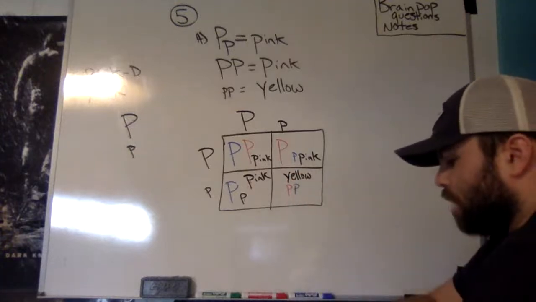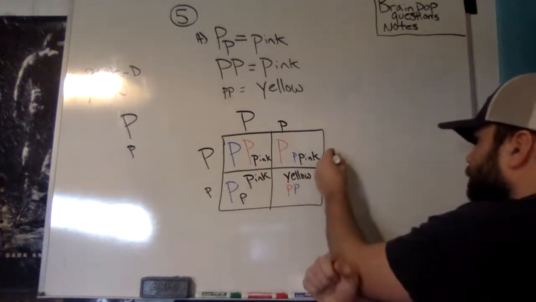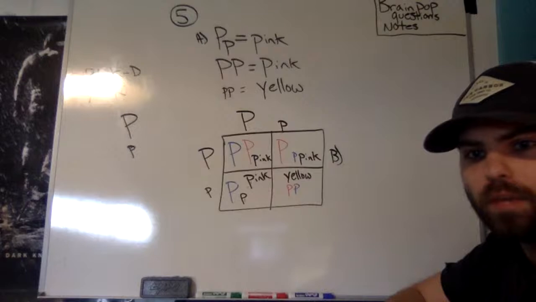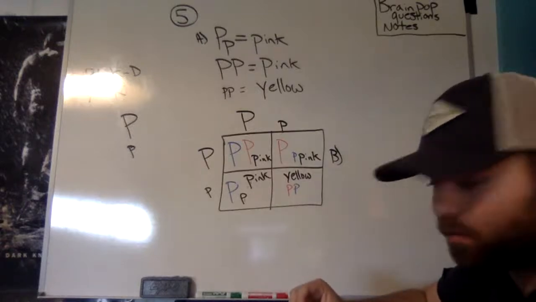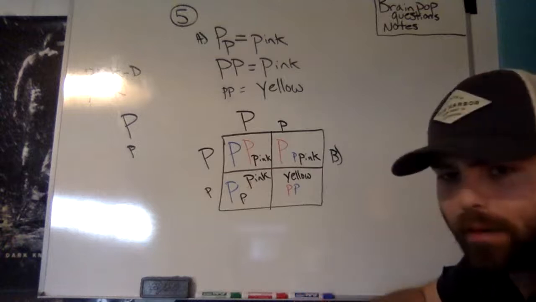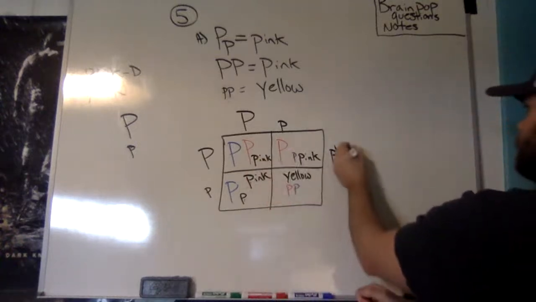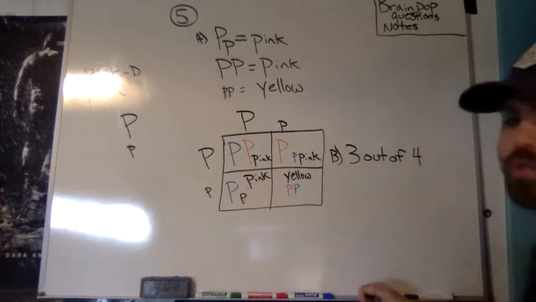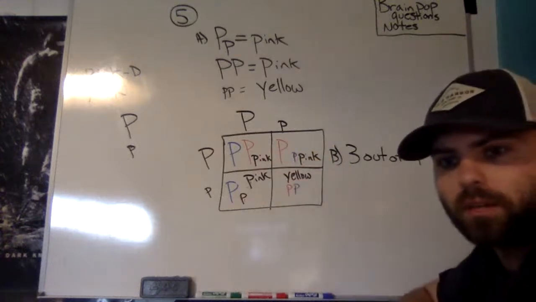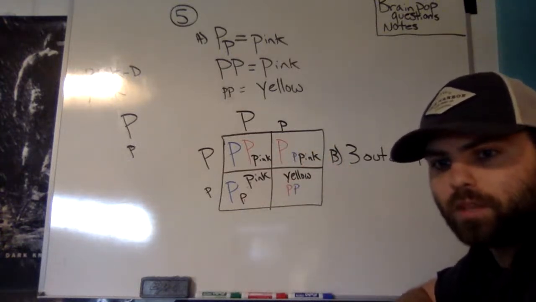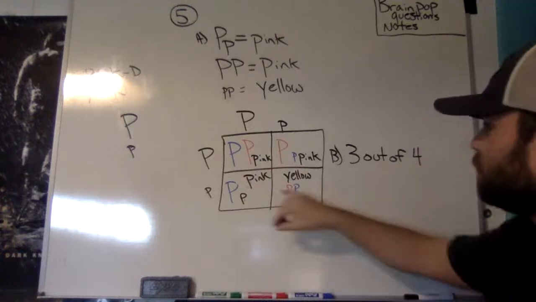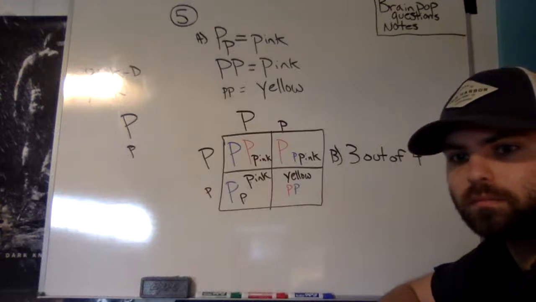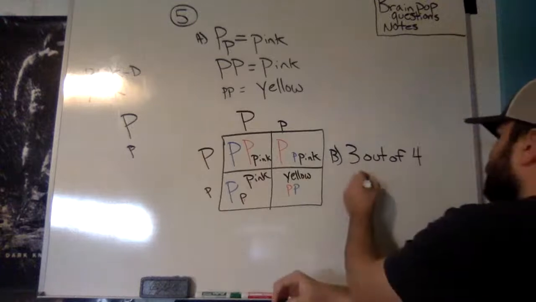Okay? So now for part B, what percent chance, or how many boxes out of 4 are going to be pink? You're going to have 3 out of 4. And percent-wise, what is that? What do each one of those boxes represent? What percent? If each of them are 25%, what percent is your offspring going to be pink? 75.